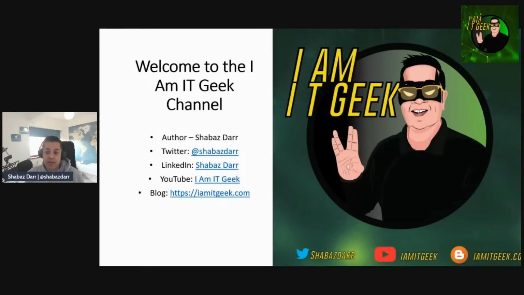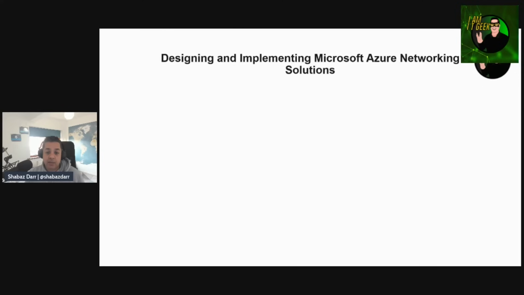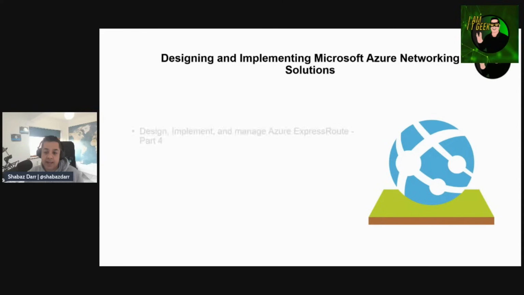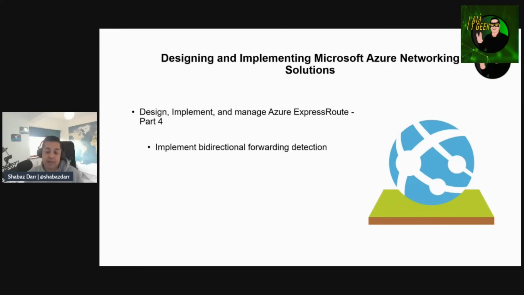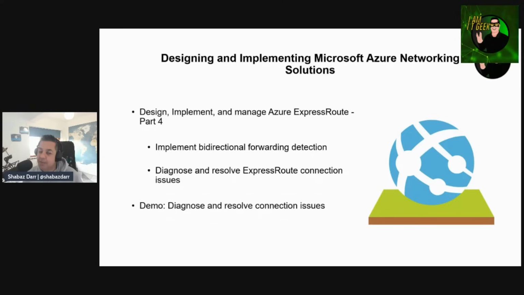As mentioned, we are still on the ExpressRoute topic, still designing and implementing Microsoft Azure Network Solutions, because it's the AZ700 exam. This is part 4 of implementing and managing ExpressRoute. Today we're going to talk about implementing bidirectional forwarding detection, and then look at diagnosing and resolving ExpressRoute connections. That's what a very loose term demo is going to be around, because I'm going to talk about the steps rather than showing anything in the portal.